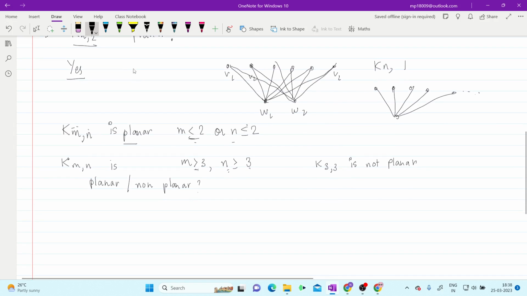So among the complete bipartite graphs, we want to completely classify, given K_{M,N}, which one is planar and which one is not. We have seen that if M is less than or equal to 2 or N is less than or equal to 2, it is coming out to be planar. And we have that K33 is not planar. But what about K34? Is K34 planar?